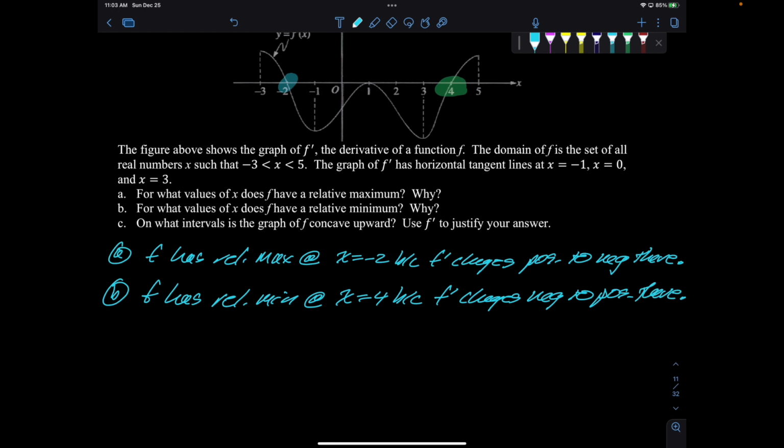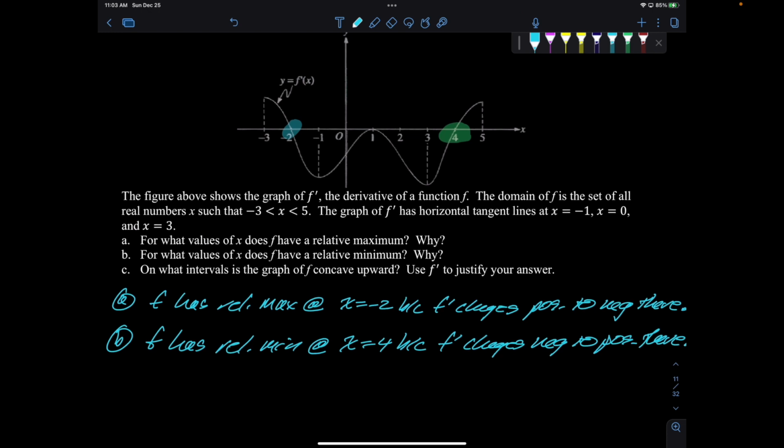Okay. On what intervals is the graph of f concave up? Use f prime to justify. I like that they said that. They don't say that anymore usually. Like you have to just know what to do.